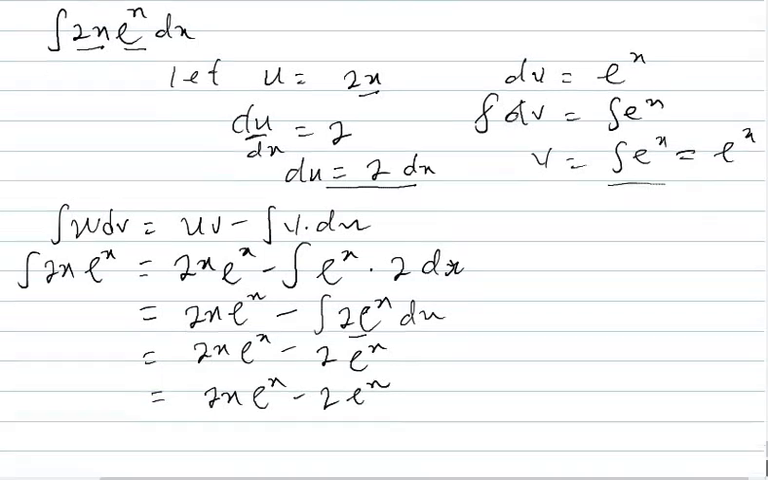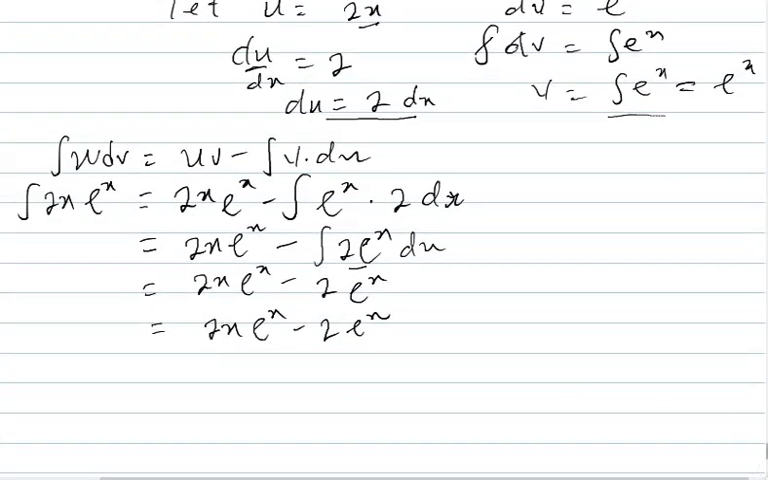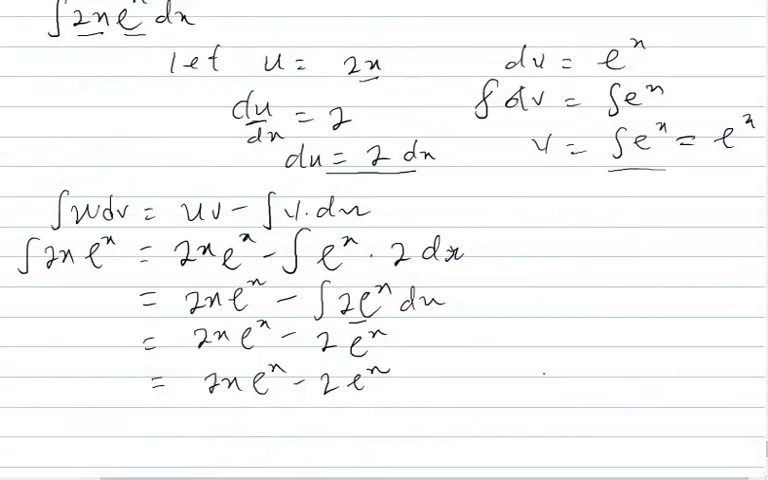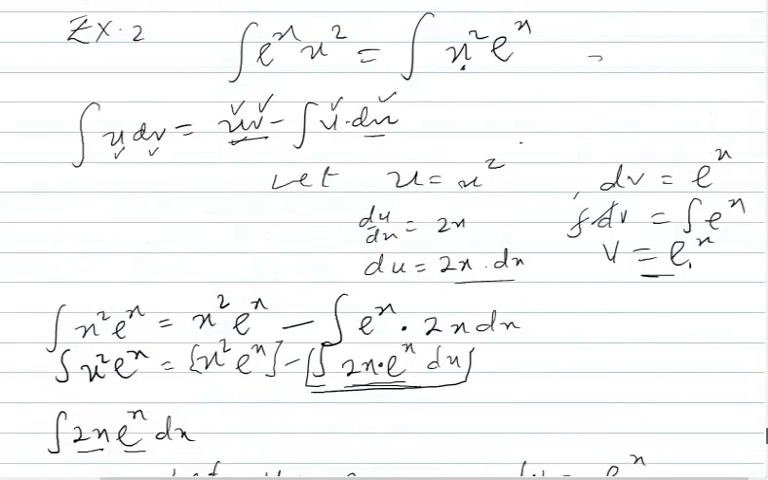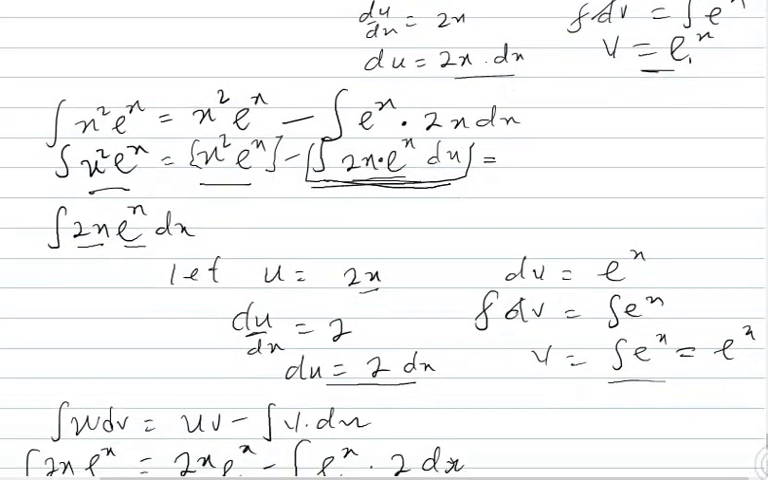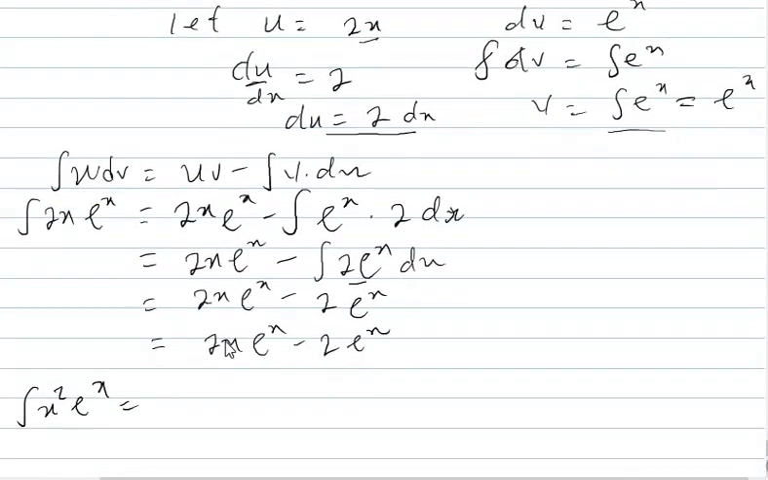So we take our previous solution, which is the integral of x square e to the x, equal to x square e to the x minus the whole of this. So this is what we get. Before, we had x square e to the x minus the integral of 2x e to the x dx, but we got this as equal to this, so we can substitute.